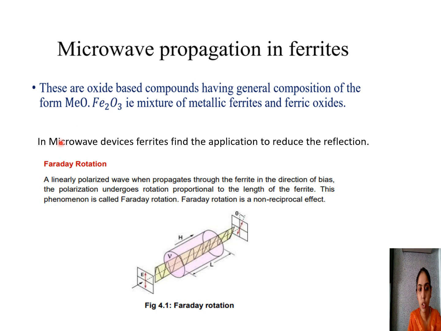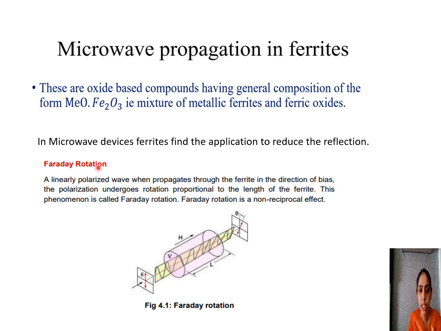In microwave devices, ferrites find application to reduce reflection. So we basically employ these ferrites in our microwave devices, namely our circulator and the isolator, to reduce the reflections. And we employ a property called Faraday rotation.